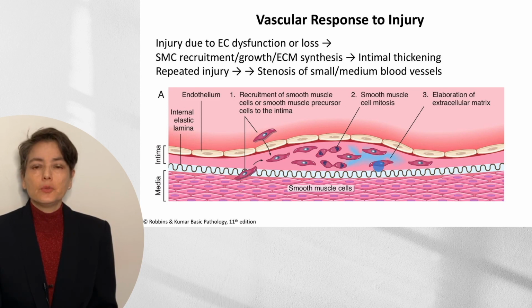In response to a variety of biological factors, we're going to have elaboration of extracellular matrix. Now, if this injury is a one-time acute event, then there can be resolution and healing. But if, as we see here, we have repeated injury, which is the case in atherosclerosis, we can end up with stenosis of small and medium blood vessels.